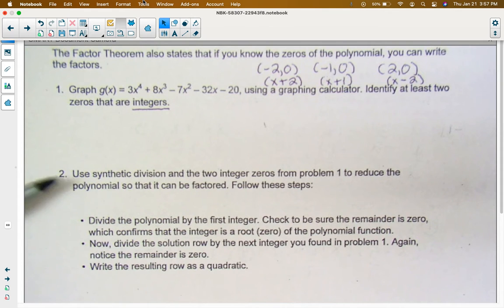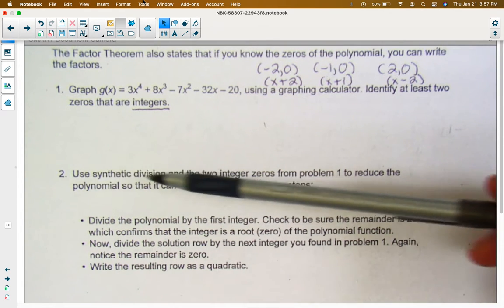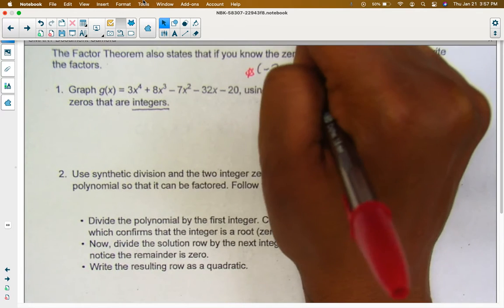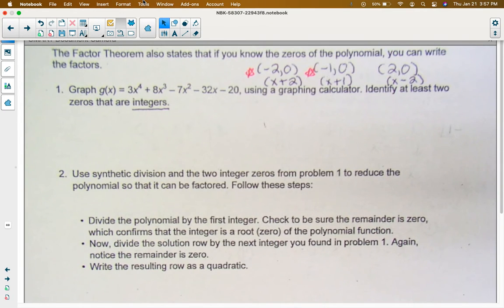All right, step number 2. Use synthetic division and the 2 integer zeros from problem 1 to reduce the polynomial so it can be factored. And we're going to follow these steps. Divide the polynomial by the first integer, divide by the second one, and then write the resulting row as a quadratic equation. So we're going to take 2 of these and do synthetic division twice so that we can break it down. No particular reason, I'm going to use just the first 2, the ones I wrote down first.